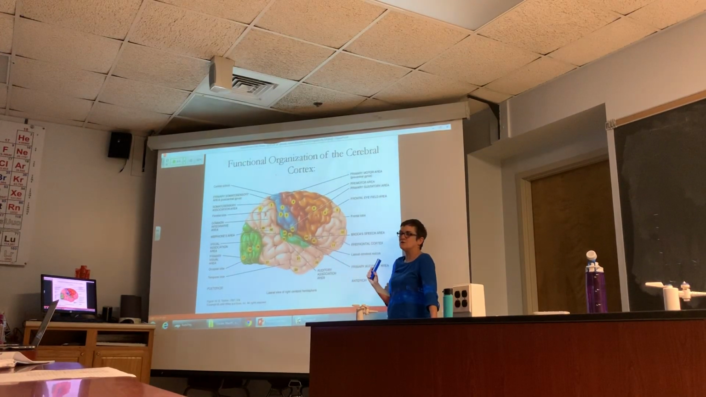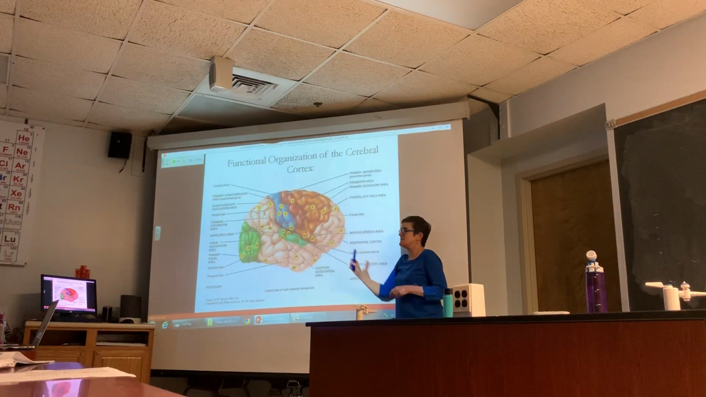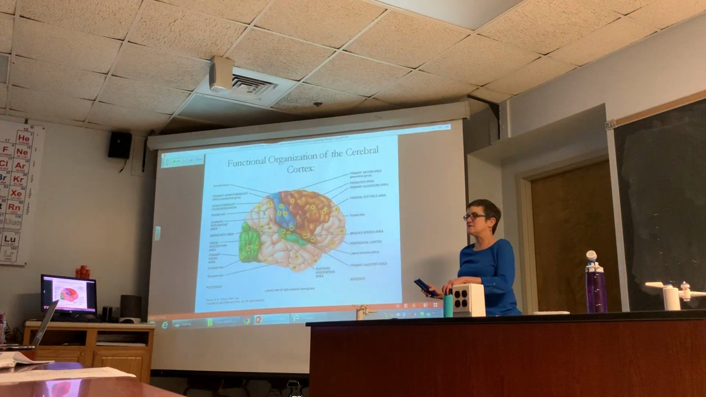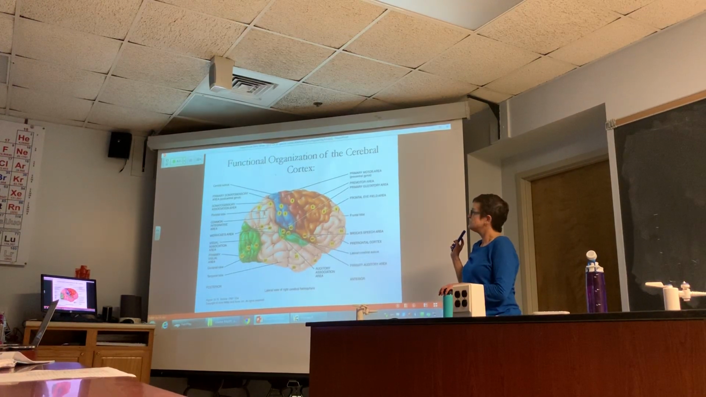So that's more of a frontal lobe thing. So that's kind of an association area. Area 11 does some other stuff too, but that's one of the things it does, is odor identification. Any questions about that? Okay.